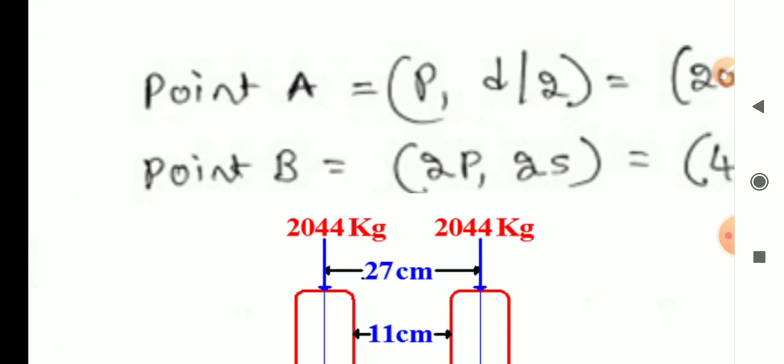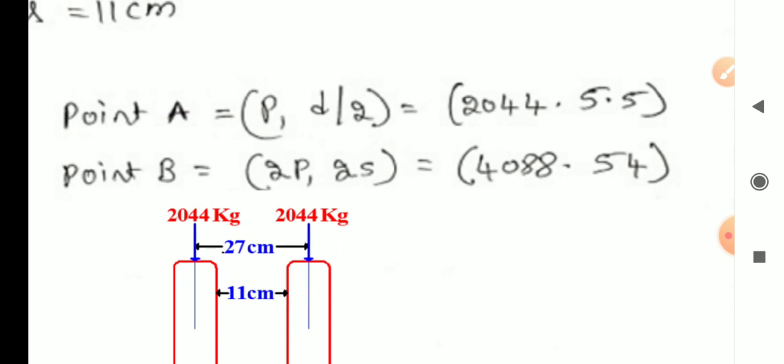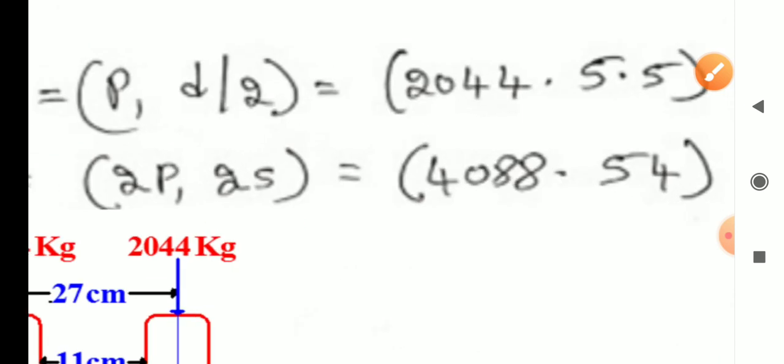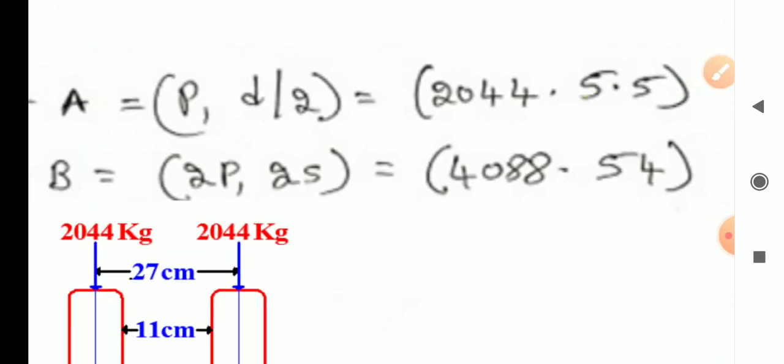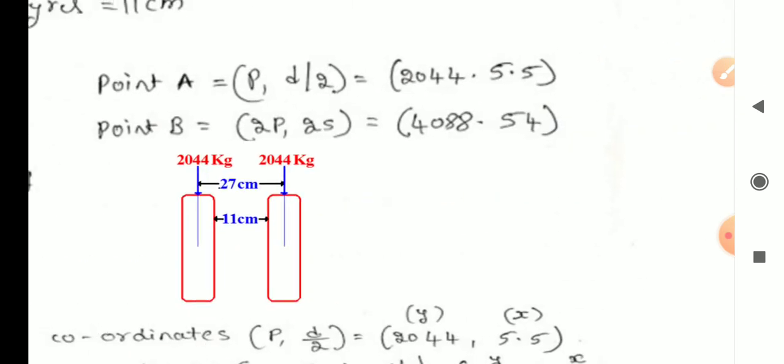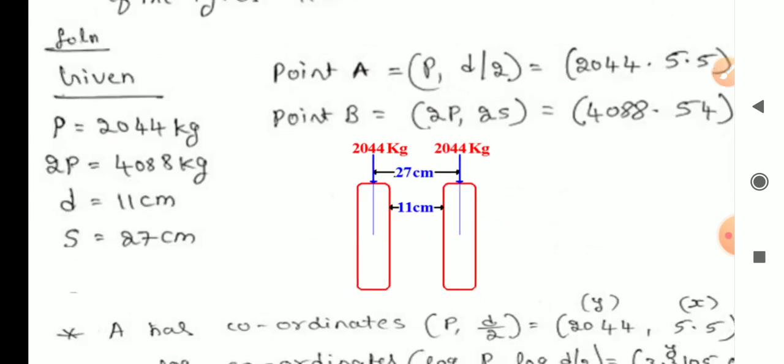For finding ESWL we require two points, point A and point B. Using this graph, point A is P comma D by 2, and point B is 2P comma 2S. Already I said why we have taken P comma D by 2 and 2P comma 2S. So P comma D by 2 is 2044 comma 5.5, since D is given as 11, and 11 by 2 is 5.5. Similarly point B is 2P comma 2S, which is 4088 comma 54, since spacing is given, so 2 into 27 gives 54.